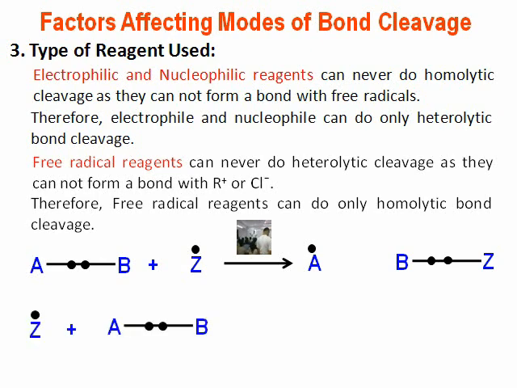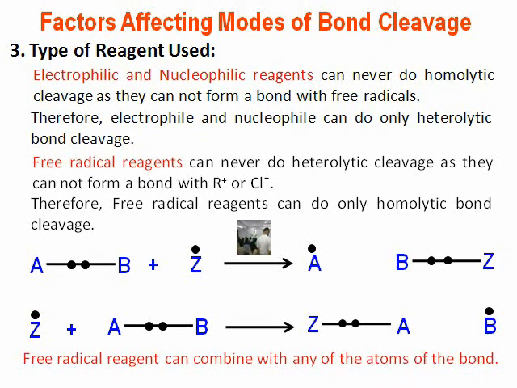However, that free radical can also combine with A atom and will do homolytic cleavage in this way. So therefore we can understand that during homolytic cleavage radical reagent can combine with either atom A or atom B.